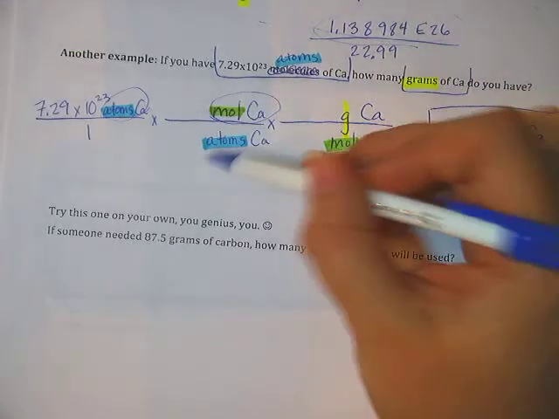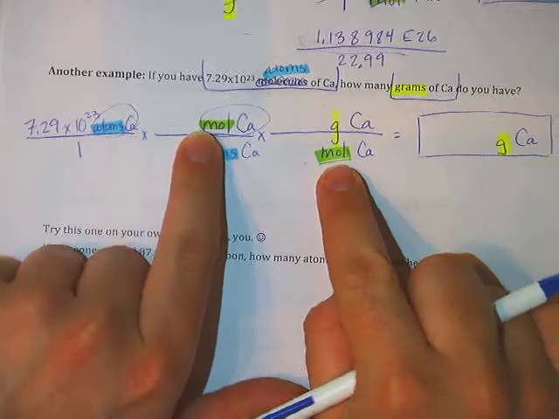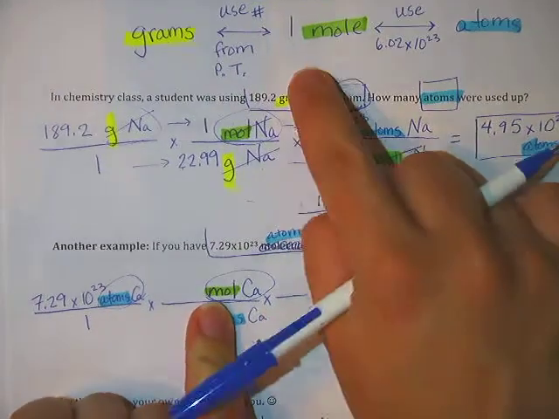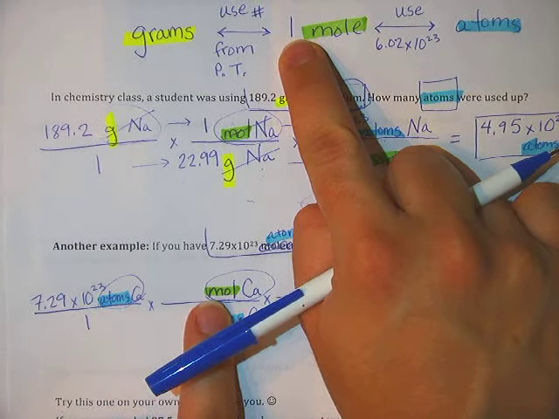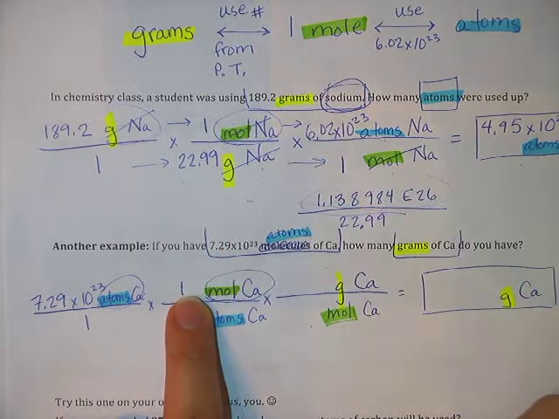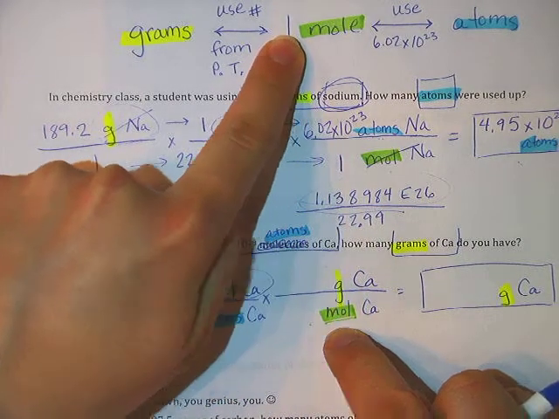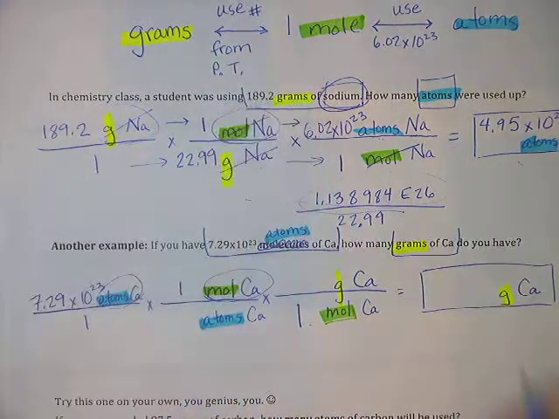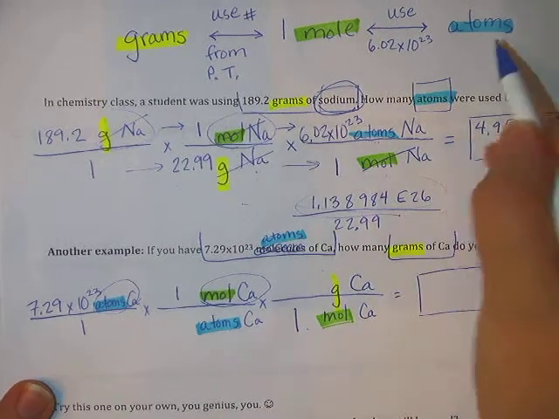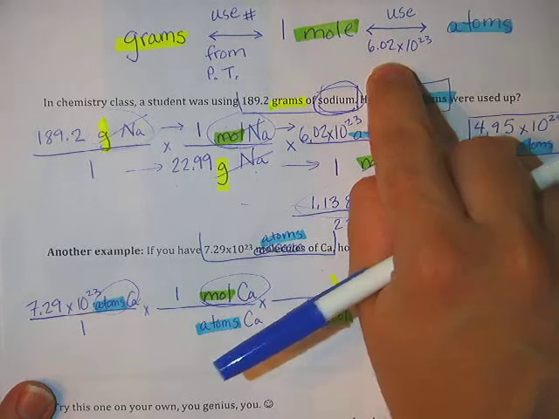Now I'm ready to fill in with numbers. I know that everywhere I have green, everywhere I have moles, it's always going to be 1 mole. So down here where I have some number of moles, it's going to be 1. And down here where I have some number of moles, it's going to be 1. For atoms, when it's blue, you use 6.02.